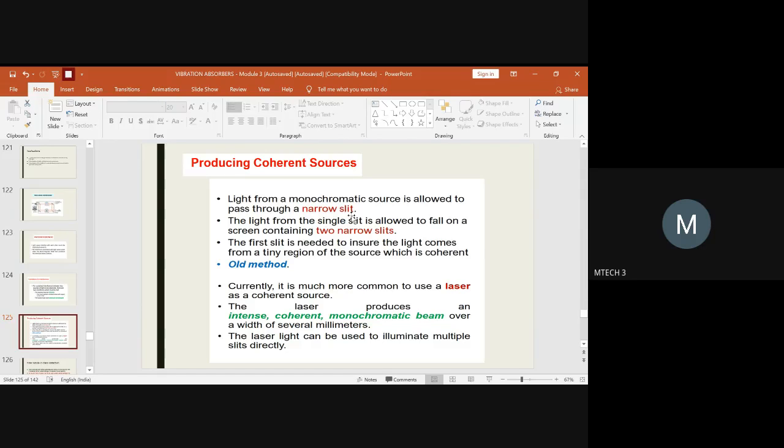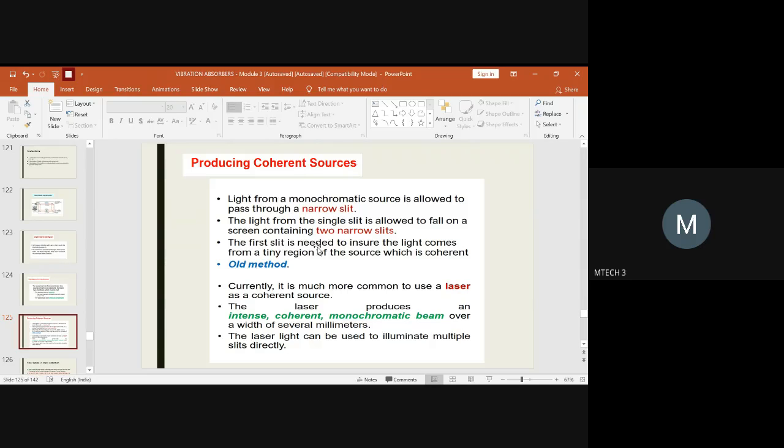So you will get light of a particular wavelength and particular type of phase, and that phase has to remain the same. So for that, the light which is coming from the single slit, why is it called a single slit? Because it is a narrow slit. In this narrow slit only there will be one slit through which the light rays pass. The light which comes from the single slit is then allowed to fall on a screen. That screen will be having two narrow slits. So when you have two narrow slits, the first light which was coming through the narrow slit will be split again.